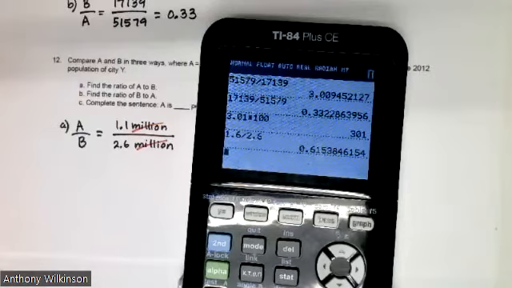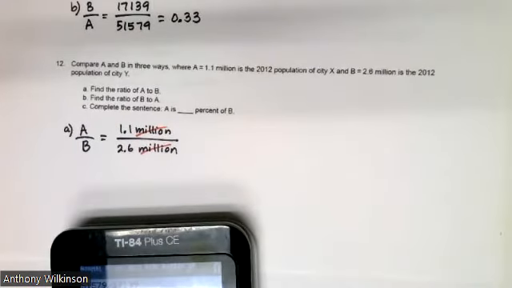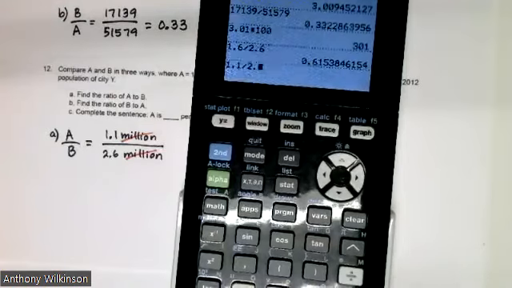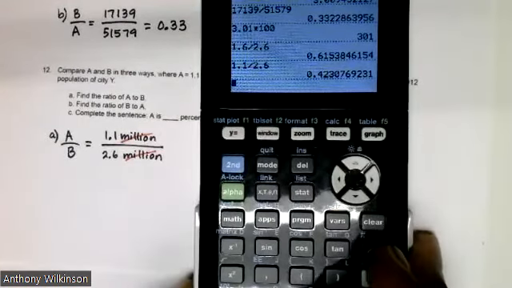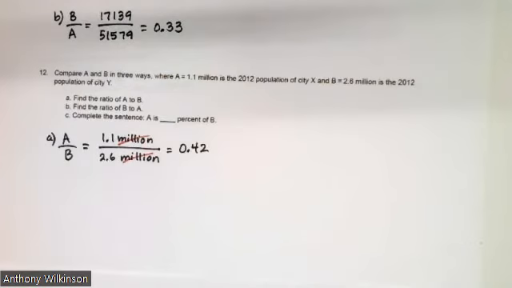In this case, for 2 decimal places, I think I did that wrong. A is 1.1 million, B is 2.6 million. Oh, I see. I entered it wrong. It's 1.1 divided by 2.6. So it'll be 0.42 to 2 decimal places.